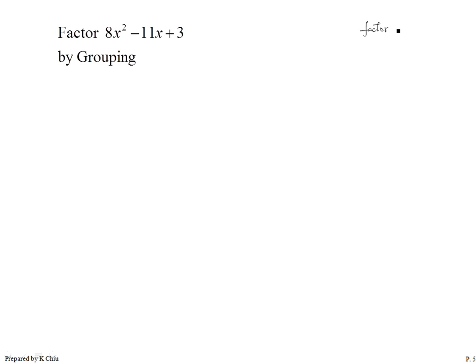I am going to consider the factors of 8 times 3. That gives me 24. Can we list out the factors of 24? 1 times 24, 2 times 12, 3 times 8, 4 times 6, 5, no good. 6, we already have. So that's it. Isn't that nice? Right?